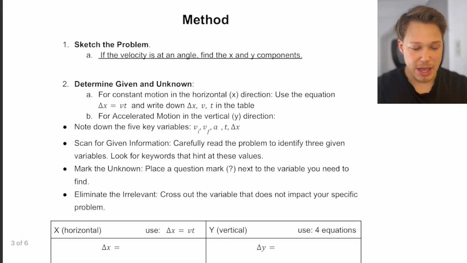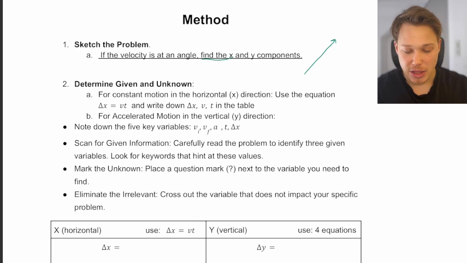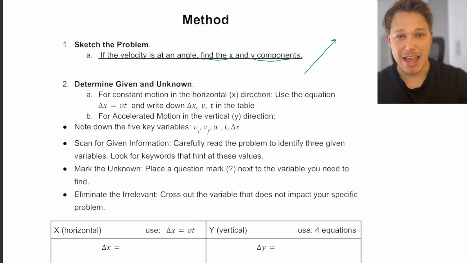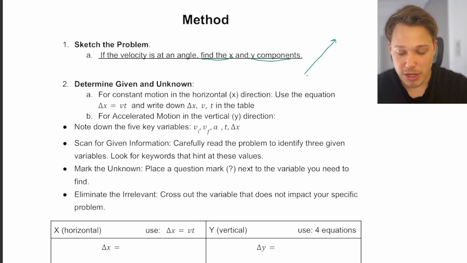So the first thing, if the velocity is at an angle, which in a lot of these cases it will be, we need to find the x and the y component. Guys, this will always be our approach if we have any quantity at an angle. We always have to find the x and y component of our vectors. Always, always, always, that will be the first step if something is at an angle.